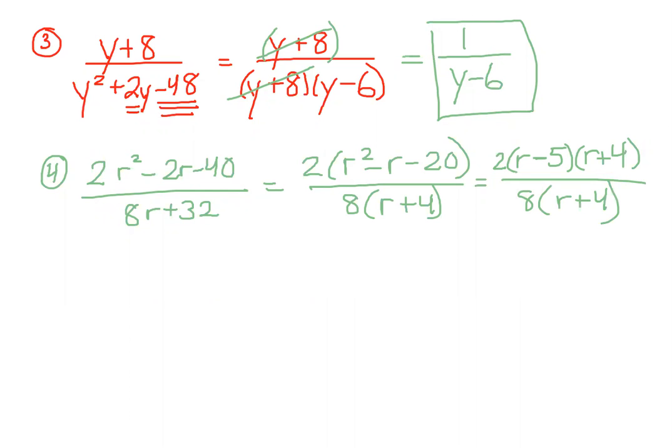So we got this. Now I like to do step 2 and step 3 at the same time. I'm going to cancel the r plus 4s because they're the same, and I'm going to look at the monomials, which is a 2 on top and an 8 on the bottom, and say 2 goes into there once, 2 goes into there 4 times. So my answer is r minus 5 over 4. Let me write that better. And that's my answer.